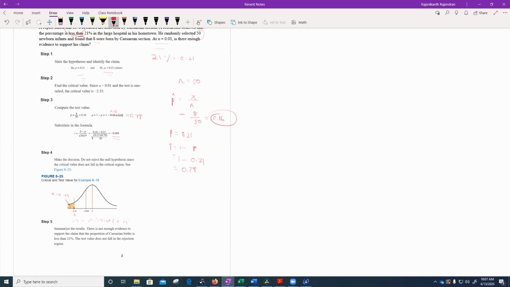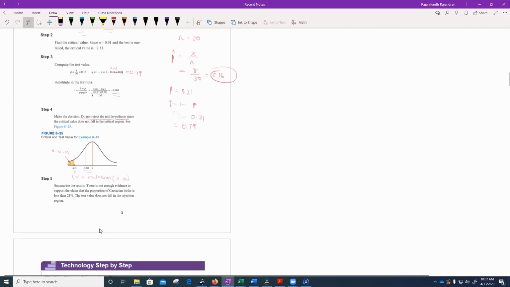I have the critical value, but my test value is negative 0.868. That is far away from the critical region. This is my test value, and this is my critical region. Obviously, my test statistic is falling inside the non-critical region. Therefore, we cannot reject the null hypothesis. To summarize, there is not enough evidence to support your claim. There is no evidence to support your alternate hypothesis, because we did not reject the null.